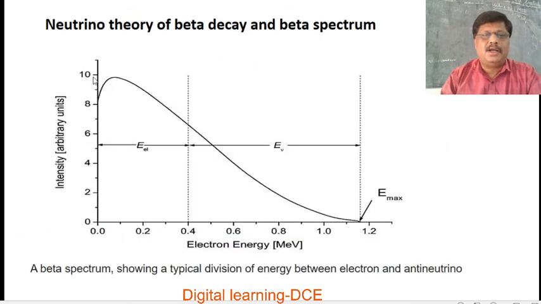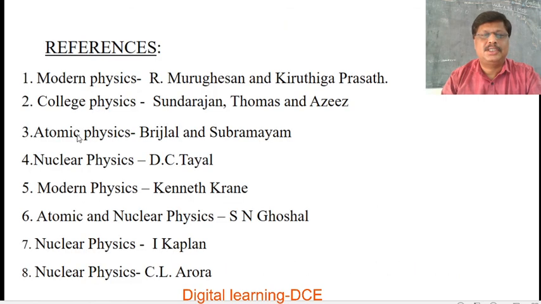So again the continuous spectrum of the beta decay can be explained like this. Suppose at this point, if you consider this is the energy shared by the electron and the remaining amount of energy is shared by the neutrino. A beta spectrum showing a typical division of energy between electron and a neutrino, intensity in arbitrary units.